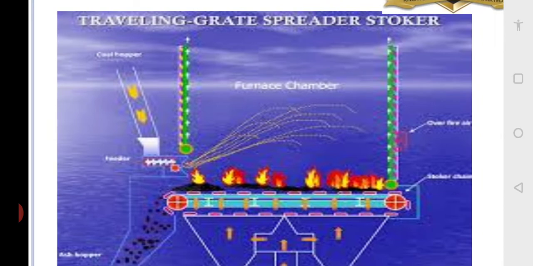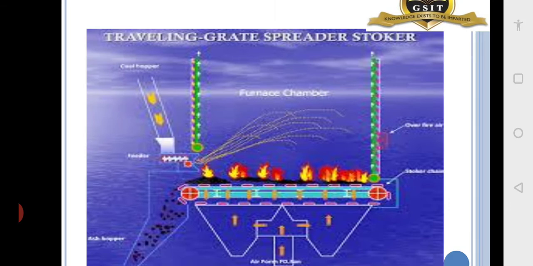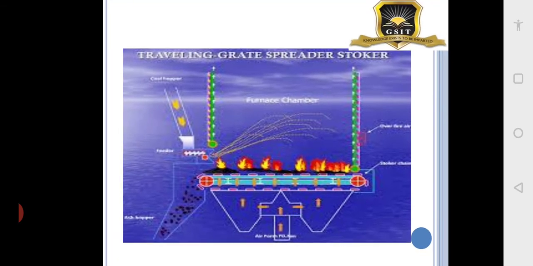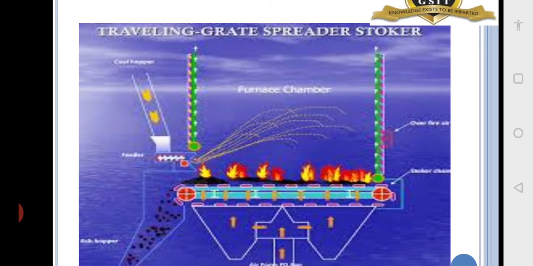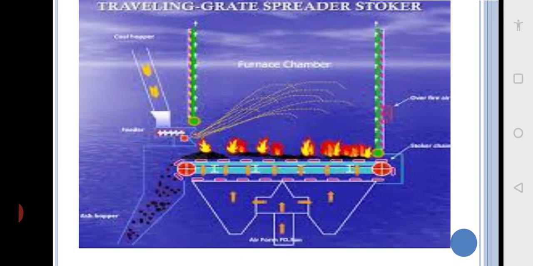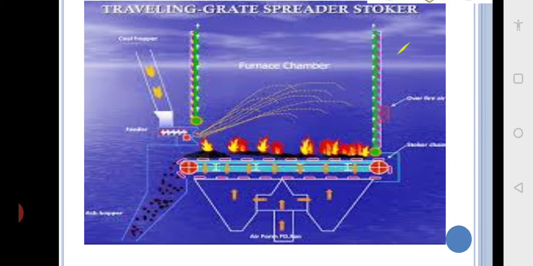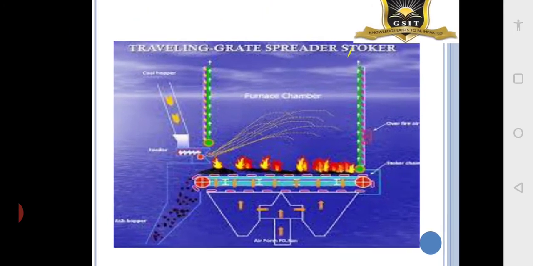It is throwing the screw and all. It is throwing the coal throughout the bed or traveling grate. Okay, and for combustion also, air is supplied from bottom as well as top, and then the burnt ash is taken out from the left conveyor. It is taken out. So this is a traveling grate spreader stoker.